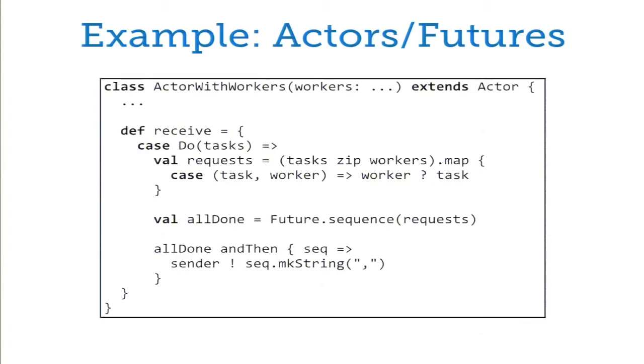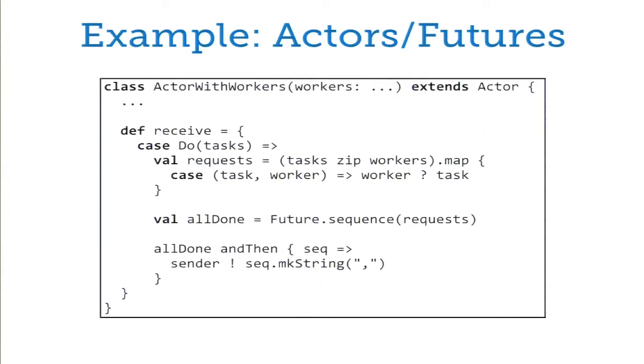Does this make sense? Roughly, okay. Right, so it's not that important. So we have a collection of futures here, right? And now we can create another future called all done, which is completed once all the futures in this collection of requests are completed, okay? And this future then contains a collection of results, okay? And what we want to do is, once this future is completed, we want to send our collection to the sender, and that's the sender of this do message, right? Because we've received a do message, and whoever sent us this message would like to receive the overall result of processing all these tasks. So we want to send it back to the sender, right? And sender always returns the sender of the current message, right?